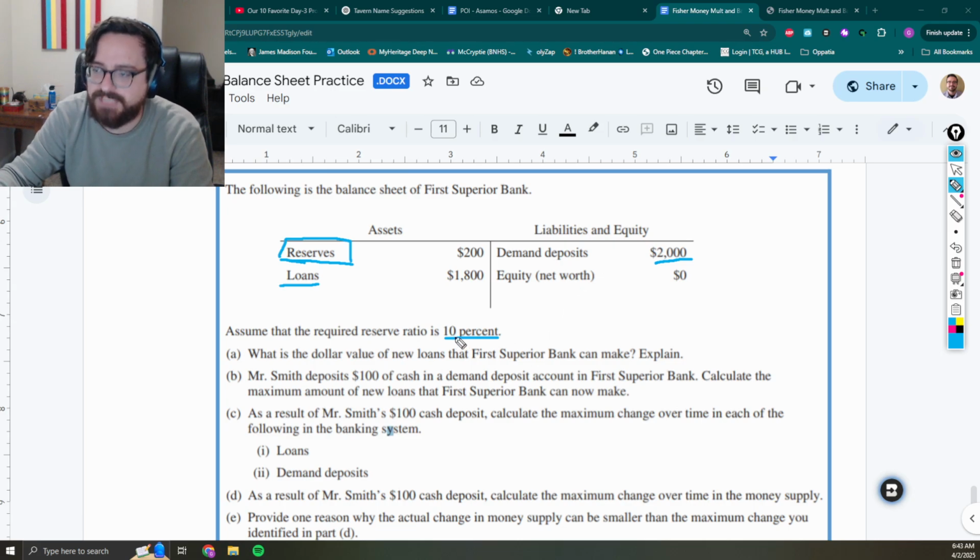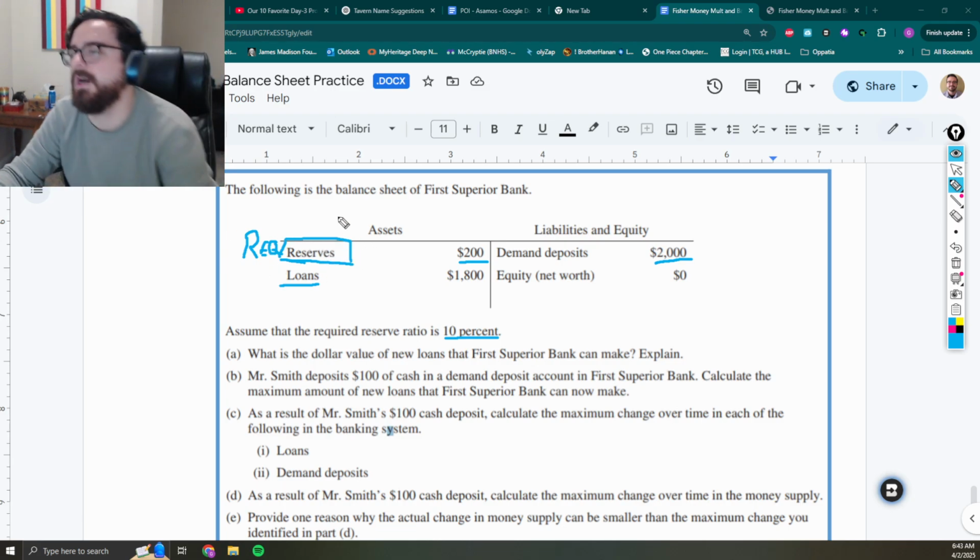Okay, so I know 10% of the deposits they have to hold on to. Oh, these are all required reserves. How do I know that? Well, I know 200 is 10% of 2,000. So they've told me this is just reserves, but I know, big brain, this is actually required reserves, which gives me a very important thing that I know, and it's the answer to the first question. What is the dollar value of new loans that they can make?